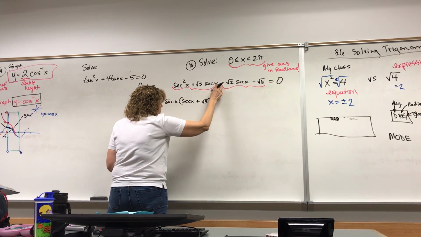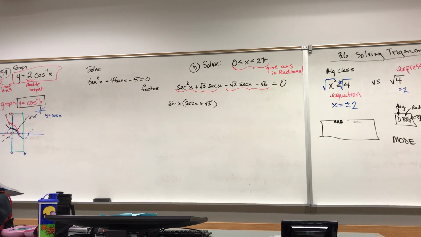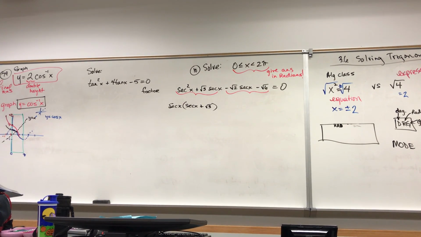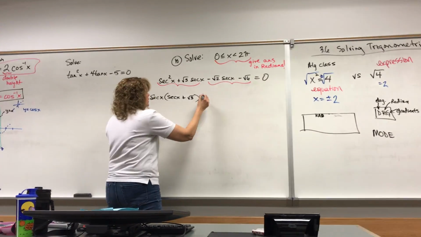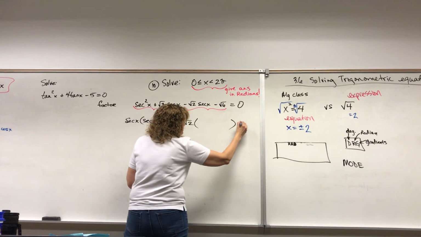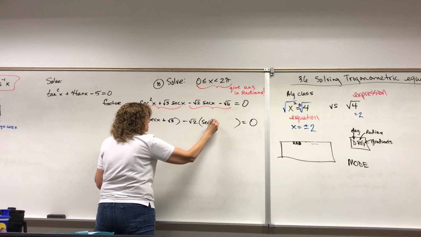When you're factoring by grouping, definitely factor out that negative sign. So we're going to factor out a negative what? Square root of 2. Let's factor out negative square root of 2. We're going to have to think a little bit on that square root of 6. So if I take that out, we get secant x.